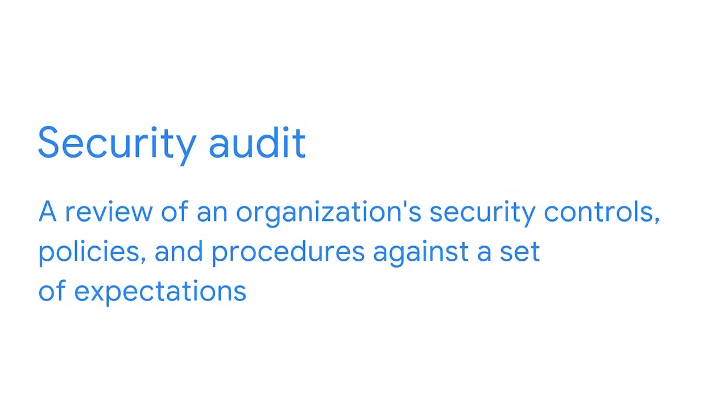Now that we've covered different frameworks, controls, security principles, and compliance regulations, the question is, how do they all work together? The answer to that question is by conducting security audits. A security audit is a review of an organization's security controls, policies, and procedures against a set of expectations. There are 2 main types of security audits, external and internal.